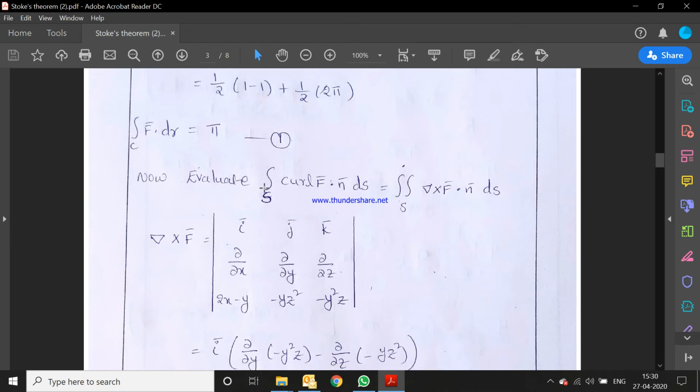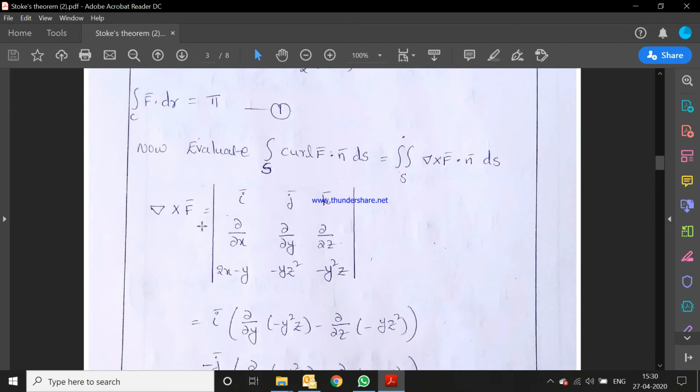So now evaluate the integral over S of curl F bar dot n bar dS. Surface integration we find by using double integrals. That's why double integral over S of del cross F bar dot n bar dS. So first find the curl F bar. Del cross F bar is equal to the determinant of i bar, j bar, k bar, dou by dou x, dou by dou y, dou by dou z. Here F1 is 2x minus y, F2 is minus yz square, F3 is minus y square z.